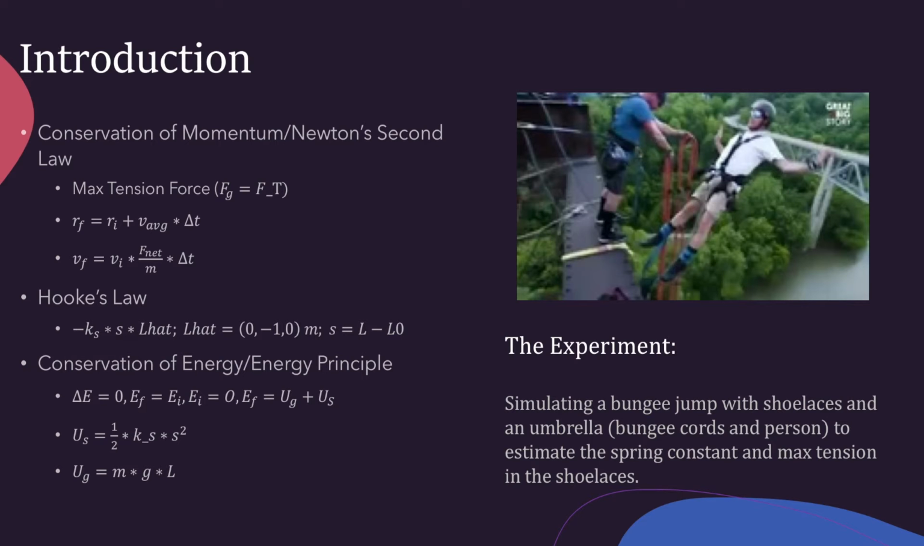The physics principles I applied included Newton's second law, specifically the position and velocity update formulas, Hooke's law, which calculates the spring force using the spring constant and the length of the spring compared to its initial length times the L-hat vector, and the conservation of energy principle. In this experiment, the earth, the shoelaces, and the umbrella are all included in the system. Therefore, the total energy is zero, and components of potential spring and potential gravitational energy will be included in the final energy of the system.